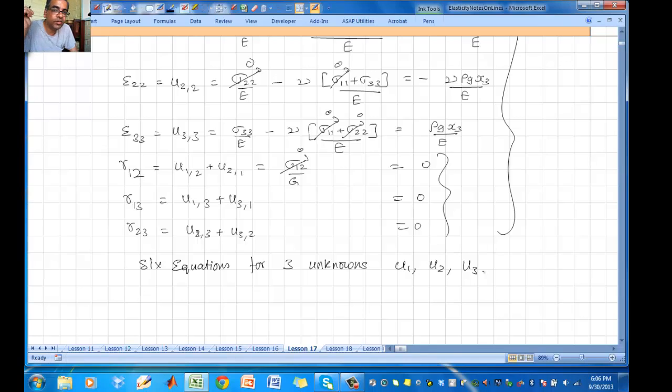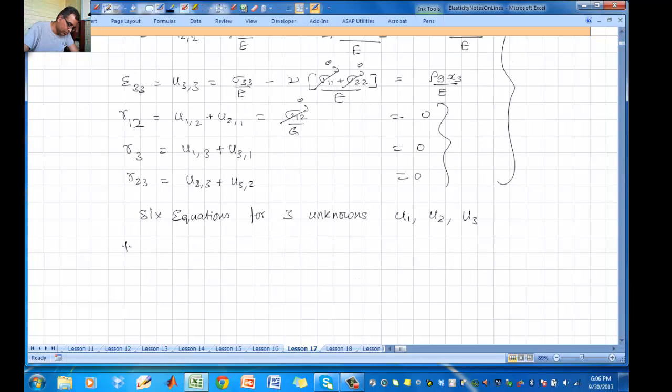Look, if you're going to have more equations than unknowns, the chances of you finding a solution are very small. You have to be very lucky. So there will be some incompatibility. You know what I mean? That is, the equations may not be able to be satisfied. So how do we check this? To make sure we have a solution, we check the compatibility equations.